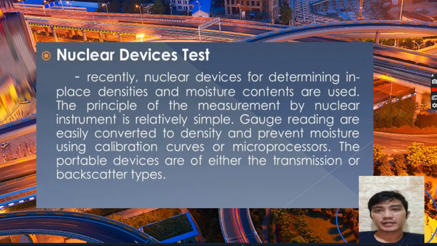Nuclear device test. Recently, nuclear devices used for determining in-place densities and moisture contents have come into use. The principle of measurement by the nuclear instrument is relatively simple. Gauge readings are easily converted to density and percent moisture using calibration curves or microprocessors. The portable devices are of either the transmission or backscatter types.